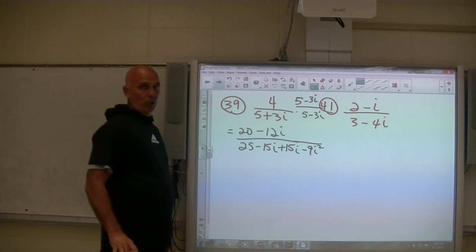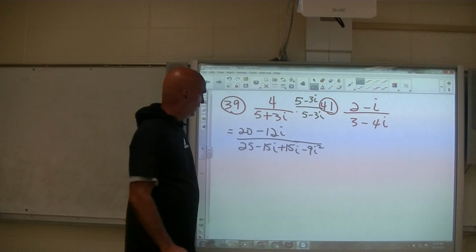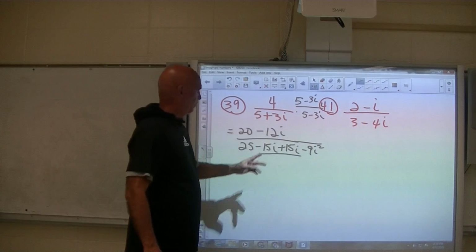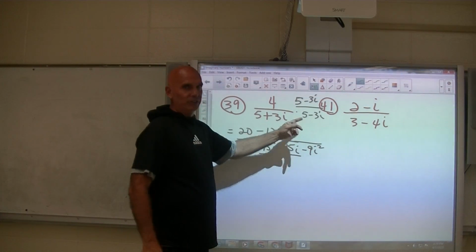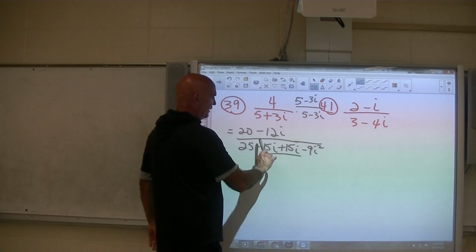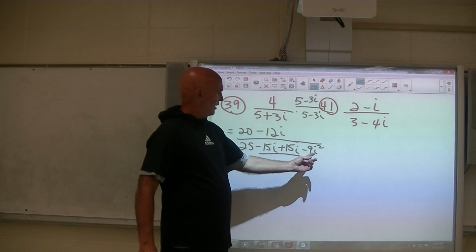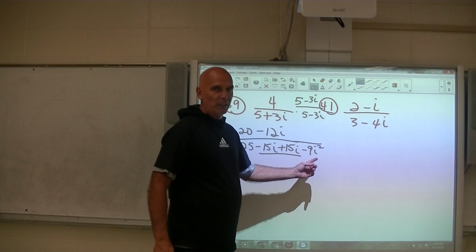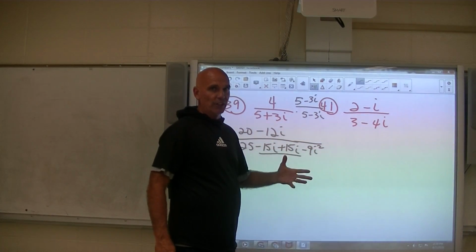Okay? So this is what always happens when you multiply by the conjugate, the middle term adds out, because you're always going to get just the opposite, right? You're going to get a positive 15i and a negative 15i. So that goes away, that's 0. And then the other thing that happens is you get an i squared over here, which is not imaginary, it's real. I squared is negative 1.